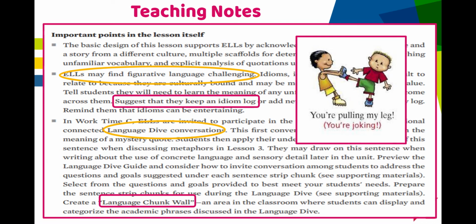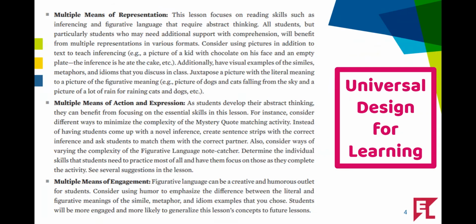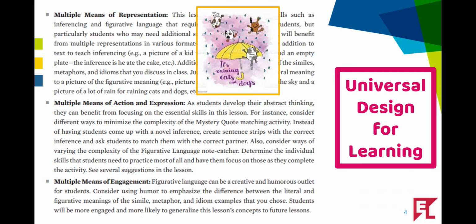Create or add to your language chunk wall, where students can display and categorize the academic phrases discussed in the language dives. The Universal Design for Learning is a way of thinking about teaching and learning that helps give all students an opportunity to succeed. This lesson focuses on reading skills such as inferencing and figurative language that require abstract thinking. All students will benefit from multiple representations in various formats. Consider using pictures in addition to teach inferencing, such as a picture of a kid with chocolate on his face and an empty plate. The inference is he ate the cake, etc.